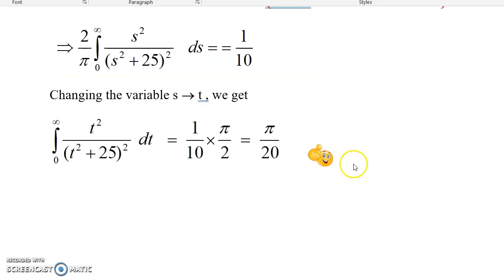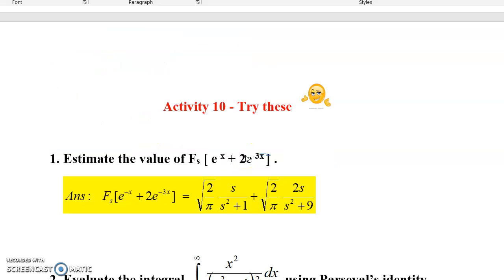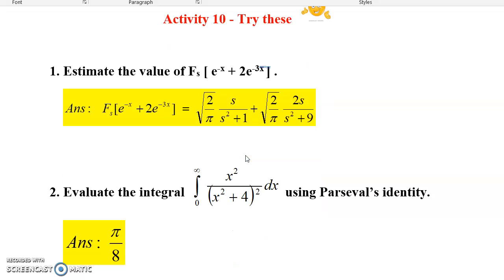So this is how we have to evaluate integrations like this using Parseval's identity. I think you would have learnt this now. So using the concepts whatever you have learnt, try to do these problems.